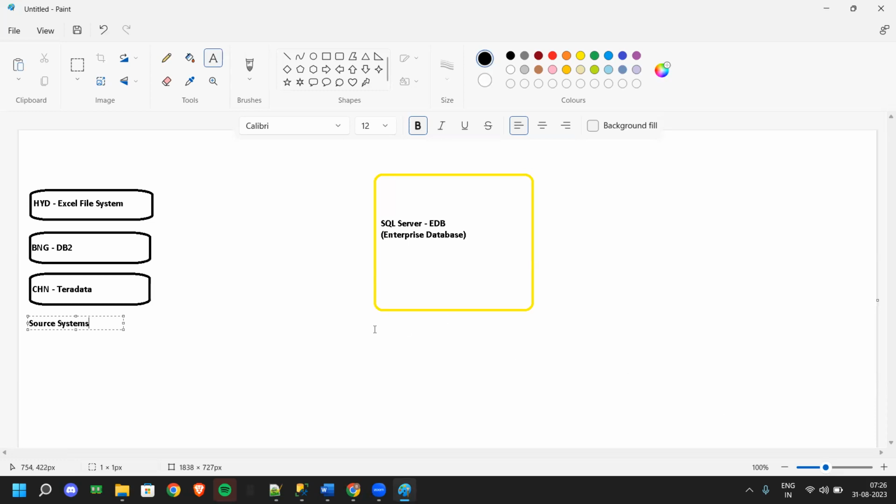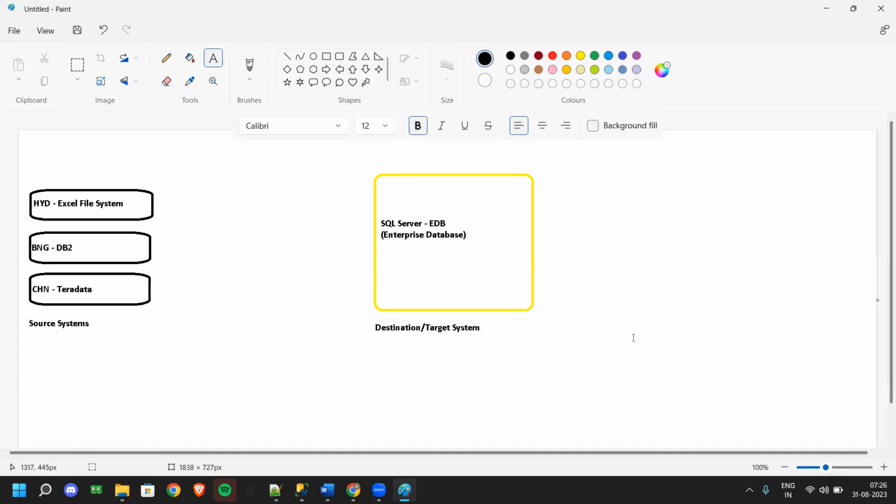And this is our destination, or else a target system. How many sources do we have? Three sources, all three different. No two sources are similar. And here the destination is a different one. Sources are different, destination is different.